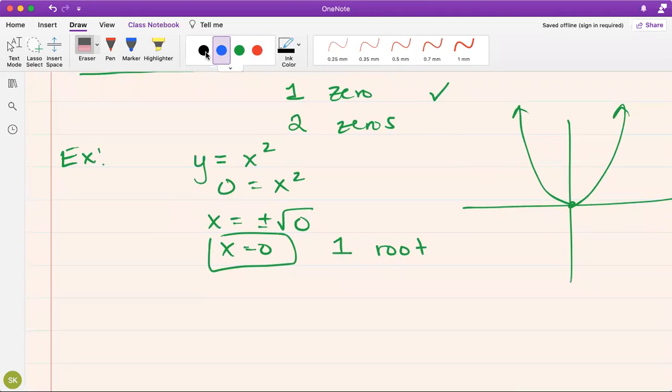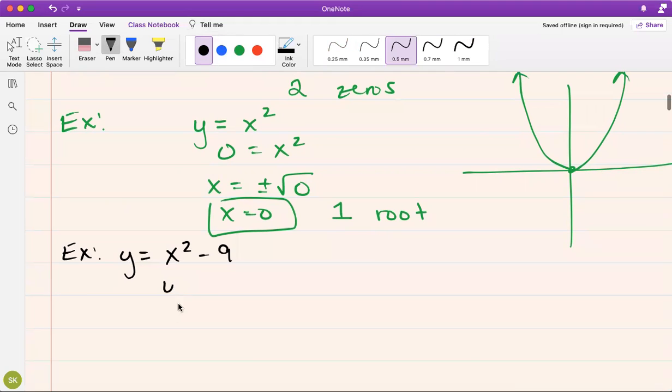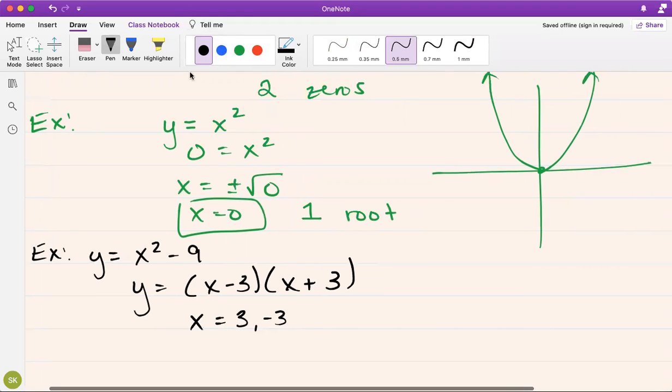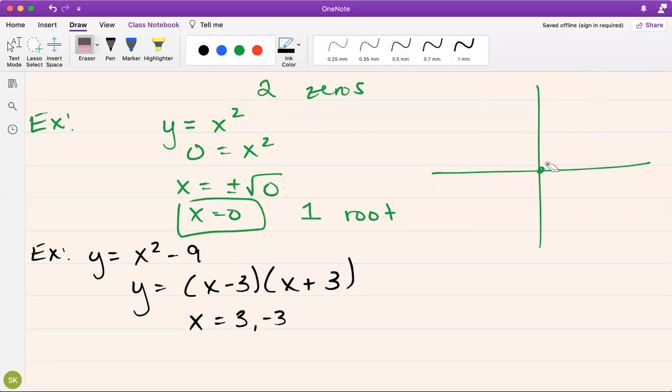Okay, when we have 2 zeros, we would have something like x squared minus 9 as our function. So let's say y is equal to x squared minus 9. You can see that we could factor this. This is x minus 3, x plus 3. And so our 2 zeros are 3 and negative 3. If we were to graph this one, I'm going to just graph it here so I don't have to draw another plane. This is x squared, the parent function, shifted down 9 units. So if we were to graph it, it looks something like this, and you know that you cross the x-axis 2 times. So we have 2 real zeros.